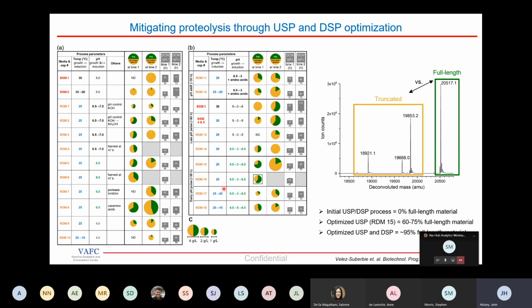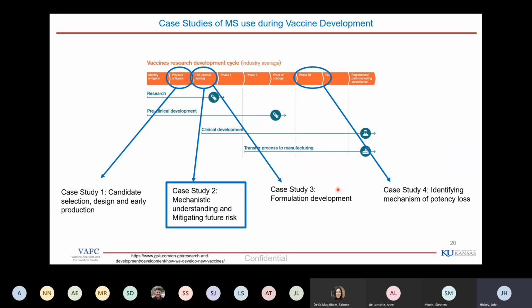And through this optimization, we went from 0% full-length material, so essentially we quantified full-length versus truncated material. Through this optimization, we're able to get about 60 to 75% full-length material. And then through both USP and DSP optimization, we achieved about 95% full-length material. Okay, if I can go forward. So that was it for case study number 1.